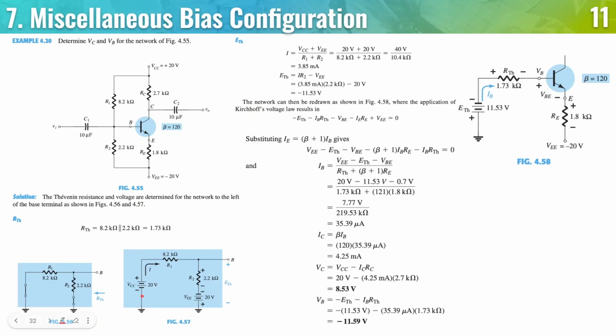So solving for I, you know that there are two sources, VCC and VEE. So that's why they are VCC plus VEE. Also, you have R1 plus R2 because they are in series. So solving all of that, you get 3.85 milliamperes. Next, you have ETH. So remember, ETH comes before the equivalent resistance. So that means our ETH will be somewhere along here.